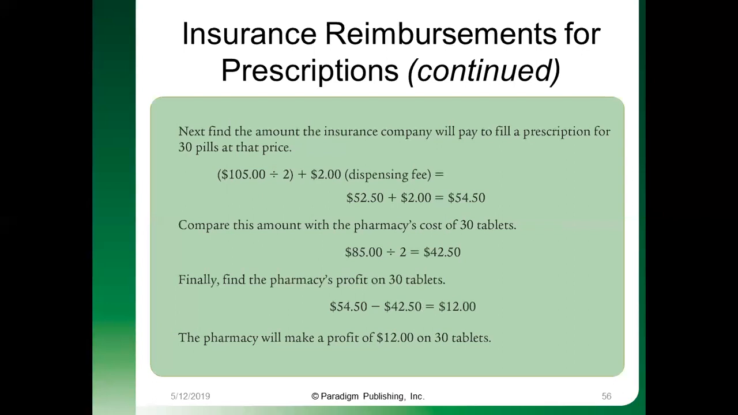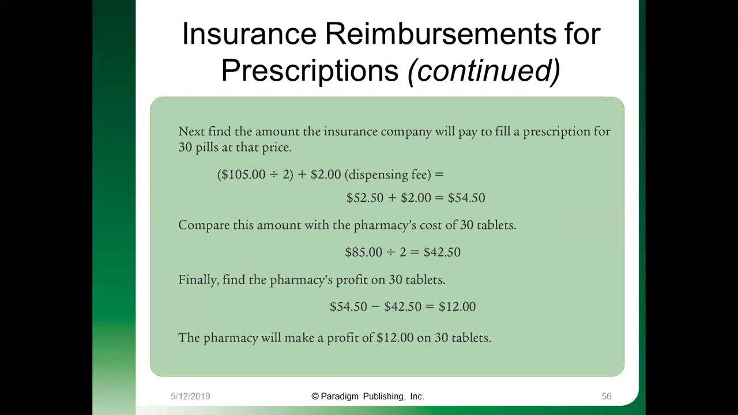So next, find the amount that the insurance company will pay for the prescription for 30 tablets. So that's 105 divided by 2, which is $52.50, plus the $2 dispensing fee, is equal to $54.50. Compare this amount with the pharmacy cost of 30 tablets. So $85 divided by 2 is equal to $42.50.